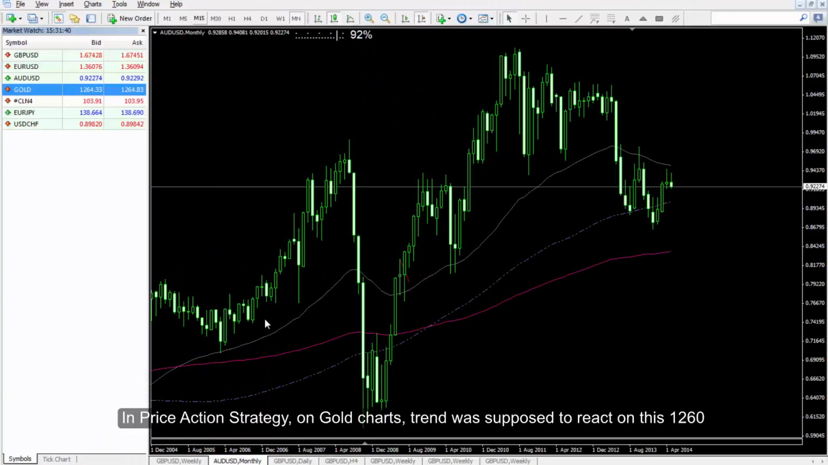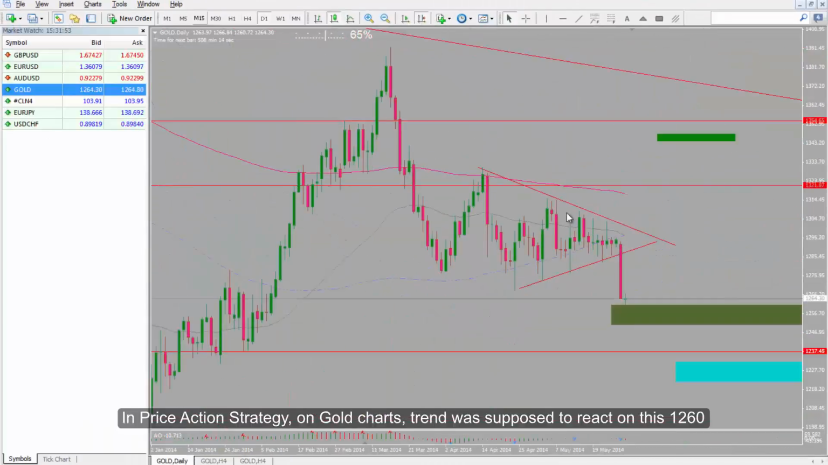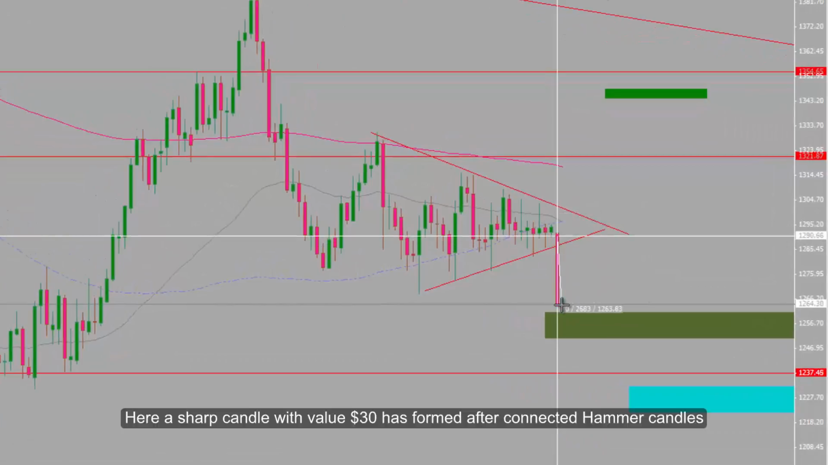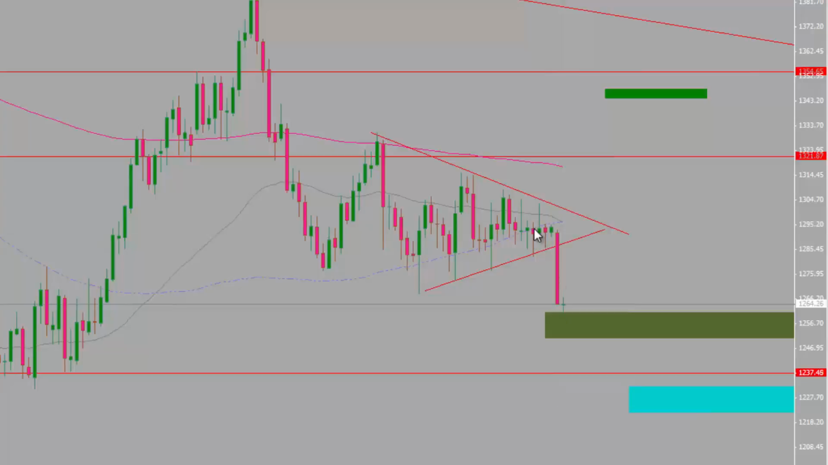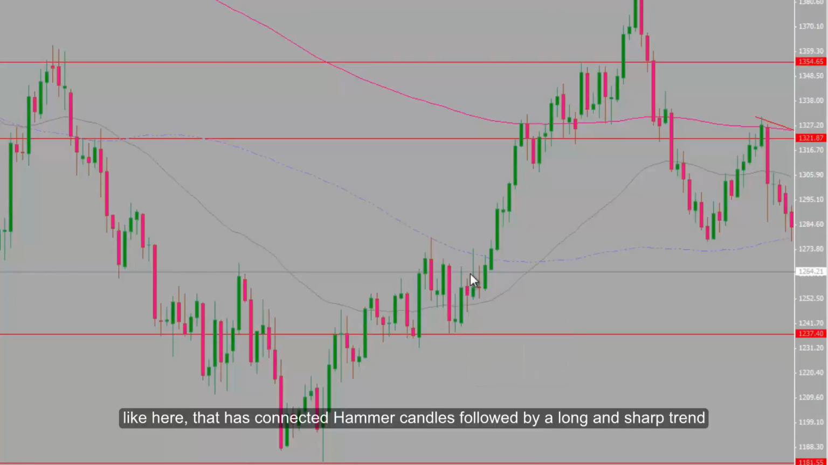In price action strategy on gold charts, trend was supposed to react on this 1260. Combination of some hammer candles generated a signal of sharp and gradient movement. Here, a sharp candle with the value of $30 has formed after connected hammer candles. A trader can detect another example, like here, that has connected hammer candles followed by a long sharp trend.